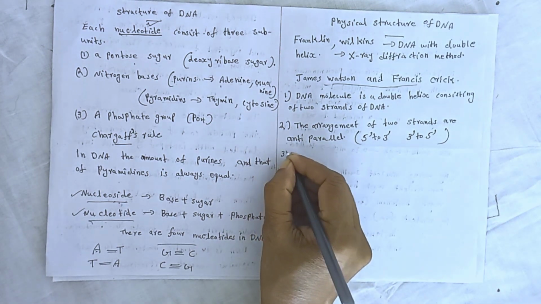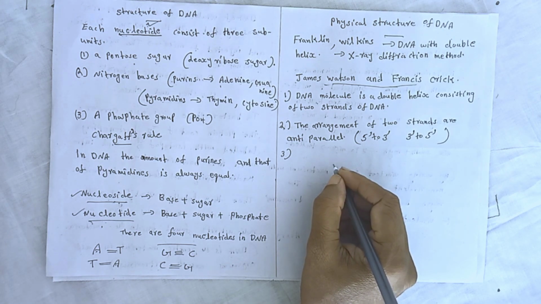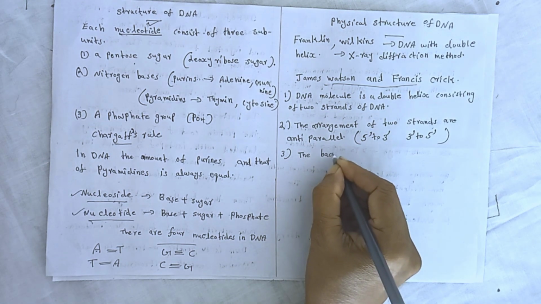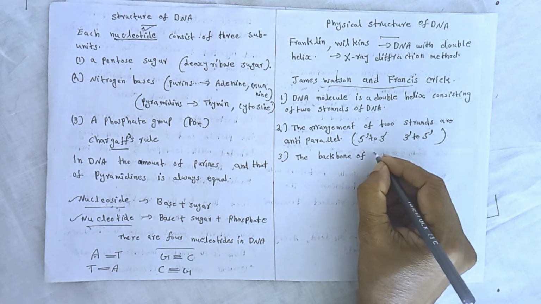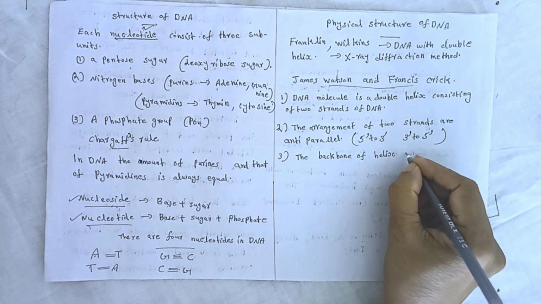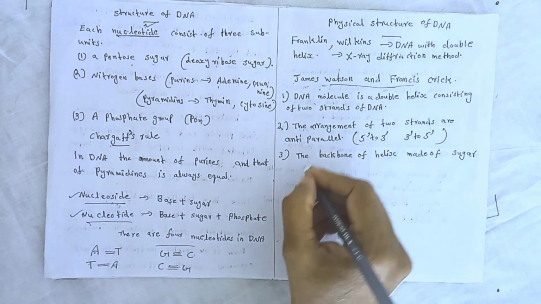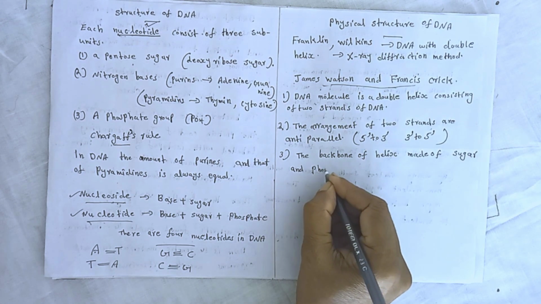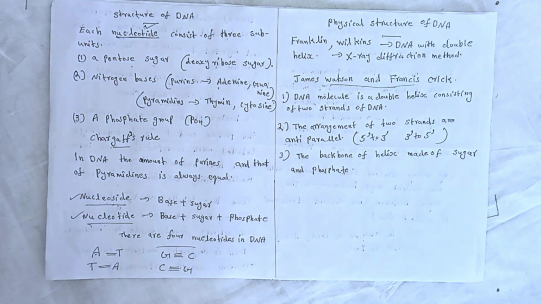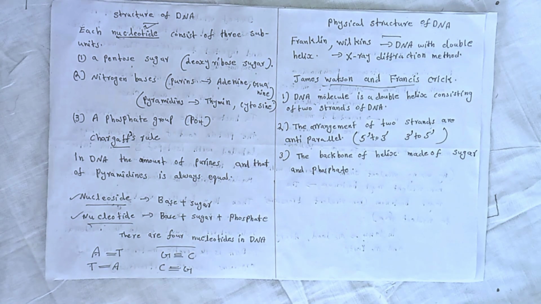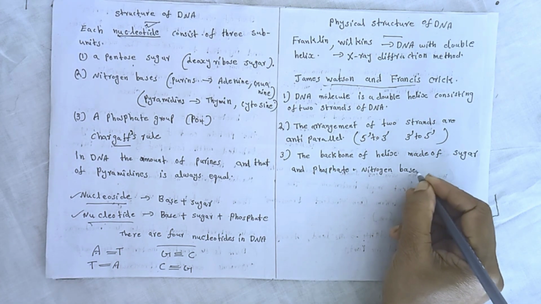Next point, the backbone of the double helix, that means of the two strands, is made of deoxyribose sugar and phosphate molecules. Nitrogen bases are linked to the sugar.